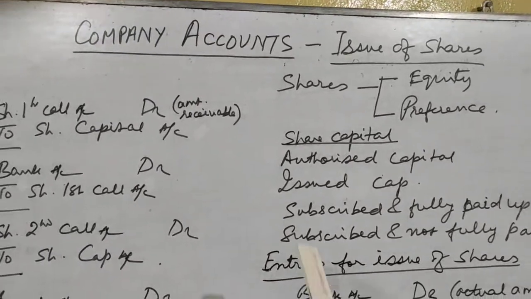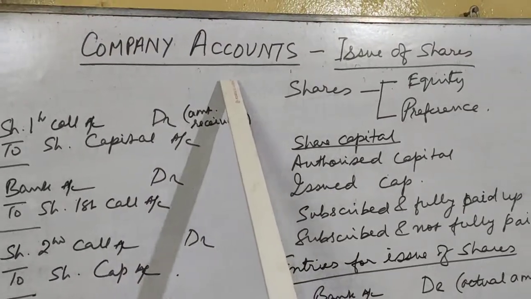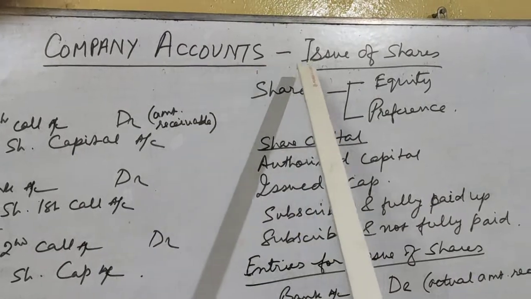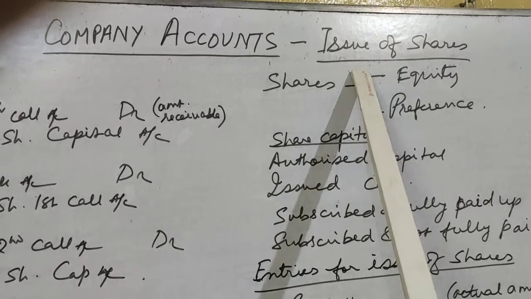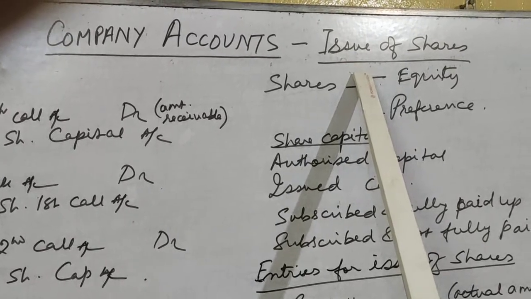Today we will be starting with company accounts. The first chapter of company accounts is issue of shares. Now what is a share? Share means a part of the capital.